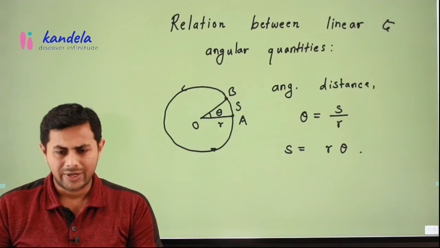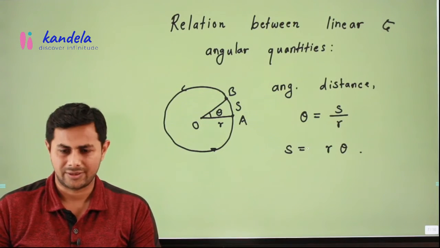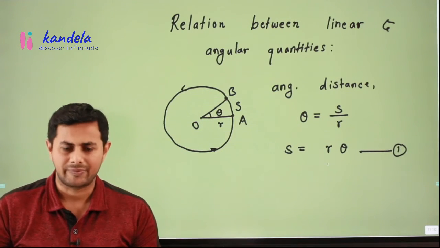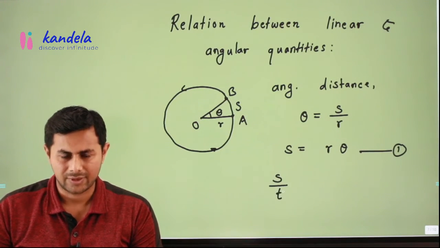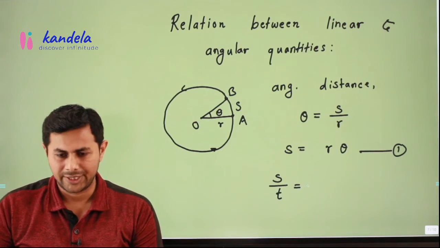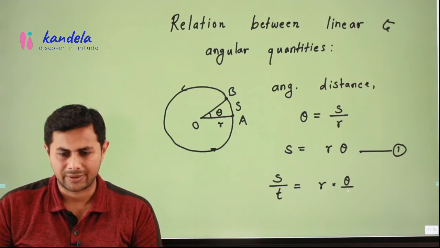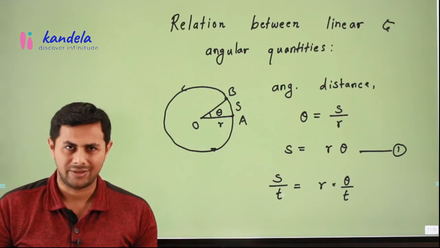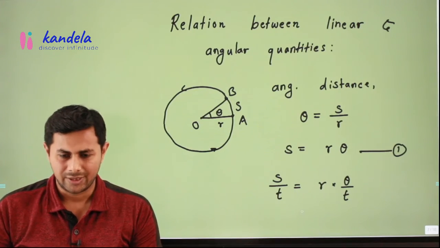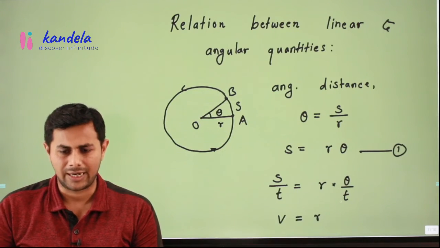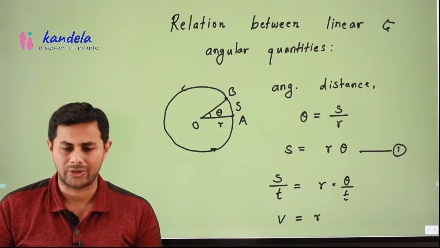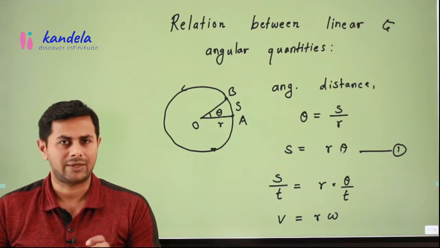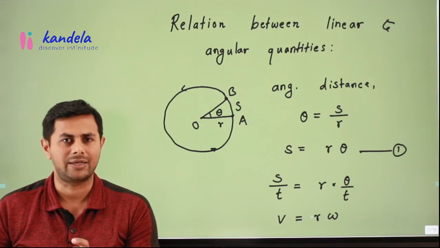After that, I will divide both sides of this equation. Let's call it equation 1. I will divide both sides of this equation by time. So S upon t, this is distance divided by time, and it's equal to r multiplied by theta divided by time. Alright, so what is distance upon time? It gives us speed. So this is linear speed. So linear speed is equal to r times theta divided by t. So what is theta upon t? It is angular speed. So linear distance is r times angular distance. Linear speed is equal to r times angular speed.